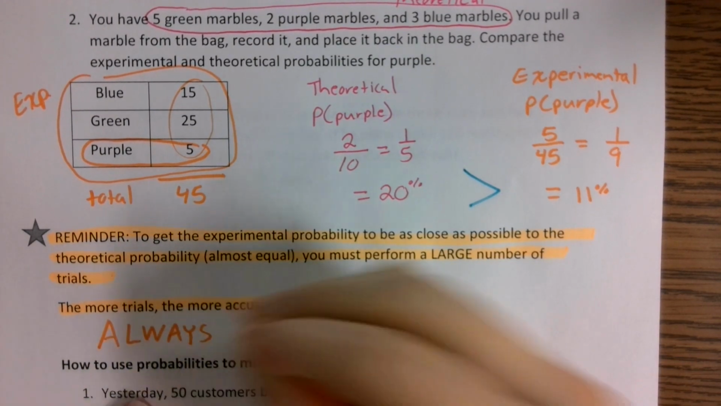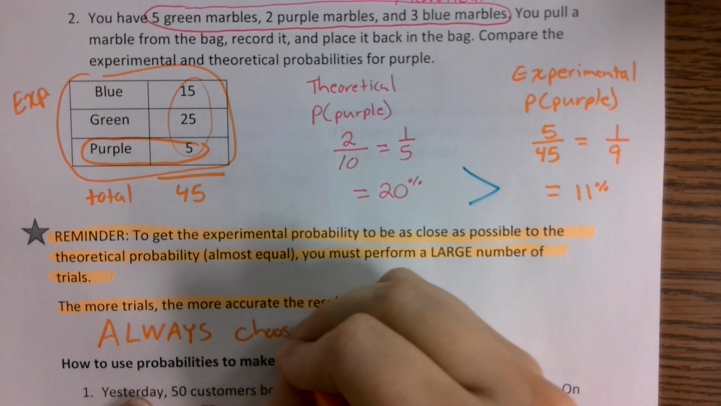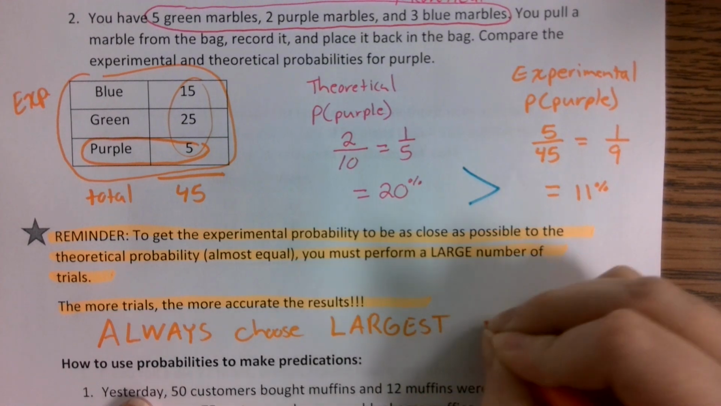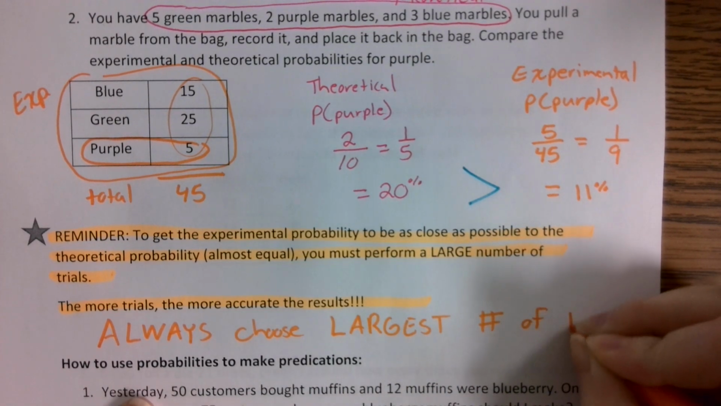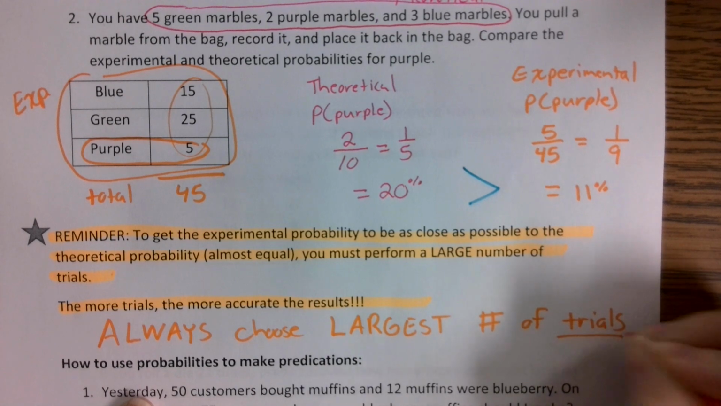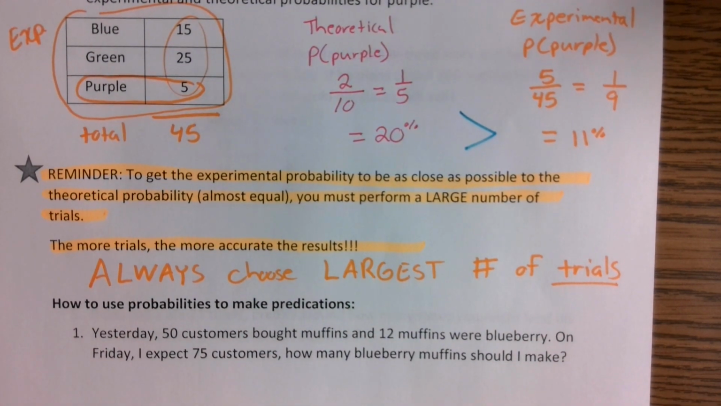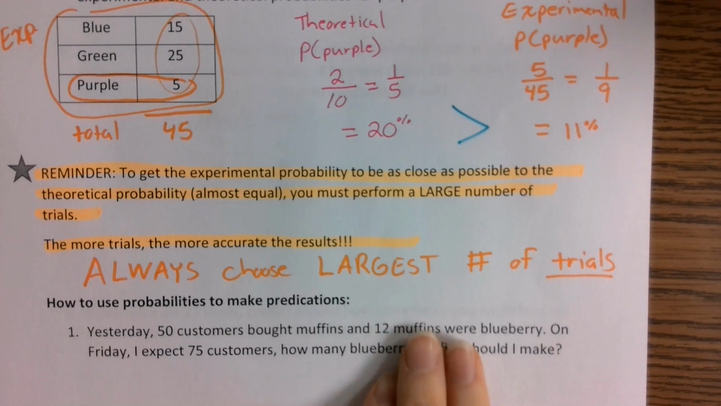Always choose the largest number of trials. Not outcomes, not sample spaces, trials. The amount of times that you flip the coin, the amount of times that you pull a marble from the bag, the amount of times that you spin the spinner, those are trials. You always want the largest number of trials in order to have the most accurate representation.